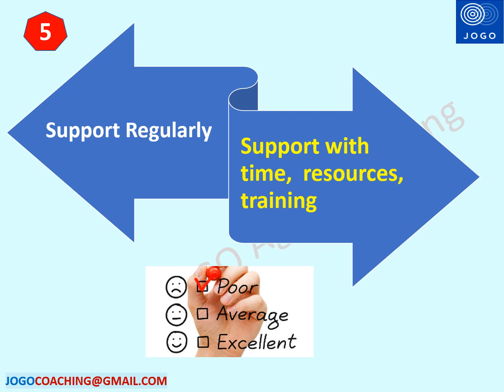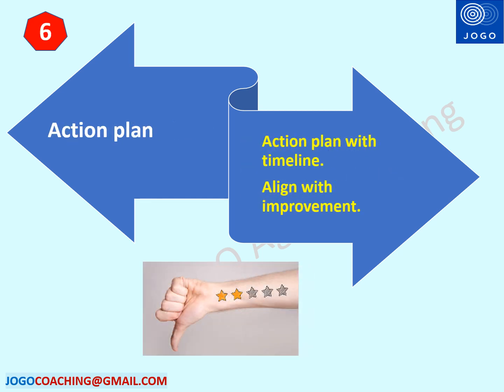The fifth step is offer support regularly. The Scrum Master should provide the necessary support, resources, and training that can help the team member to address their performance issue. The sixth step is develop an action plan. Collaboratively create an action plan with a timeline to take the improvement actions. This action plan should align with the performance improvement goals set for the team member. So developing an action plan is a critical step to handle the performance issue.